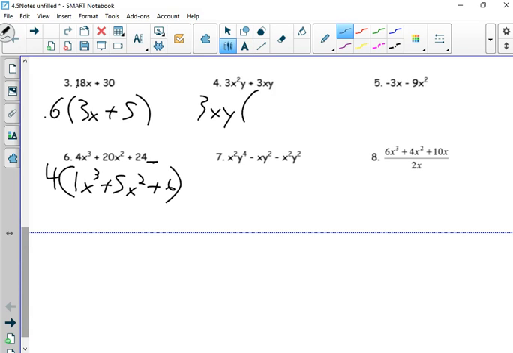Now, you listen carefully on this one. The second part. 3 divided by 3 is 1. X squared divided by x is x. Y divided by y cancels. So don't write this down. Here's what I see people do all the time. Oh, 3xy divided by 3xy, that's nothing. Boom, I'm done. I see this all the time.